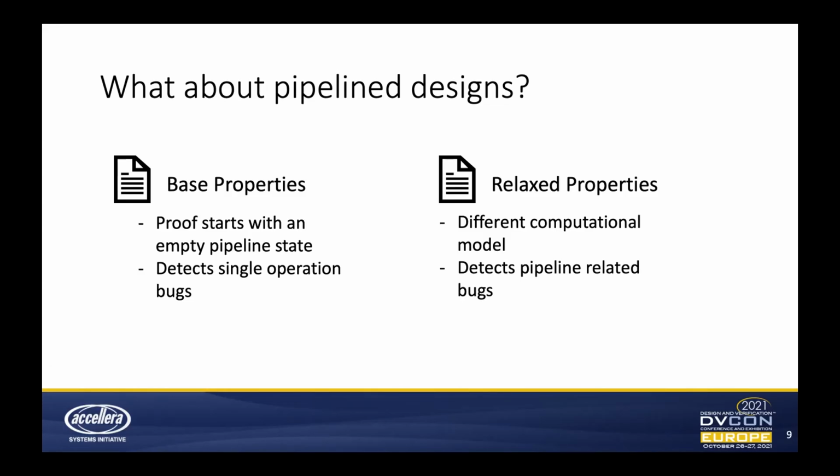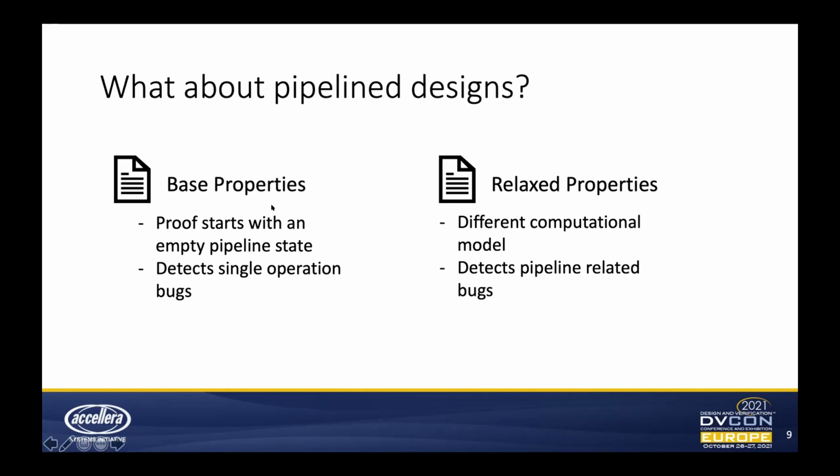But since we assume that we start from an empty pipeline state, the question remains: does the instruction actually work with a pipeline that's filled with instructions? And for this, we generate a completely different verification IP. And that verification IP assumes that there are two instances of the design.